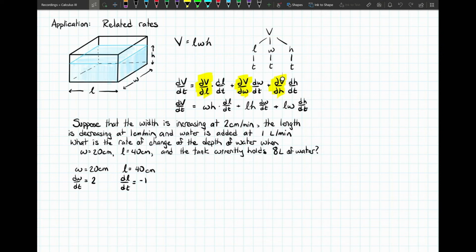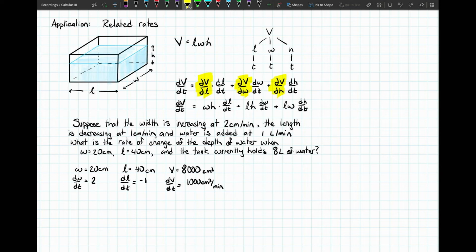As far as volume, we just have to do a quick conversion from liters into cubic centimeters so that all of the units match up properly. 1 liter is 1,000 cubic centimeters, so the current volume is 8,000 cubic centimeters, and the rate of change of volume with respect to time is 1,000 cubic centimeters per minute. Now, you can see based off this formula that we also need to know what the current value of H is in order to find out what dH/dt is, the rate of change of the depth of water.